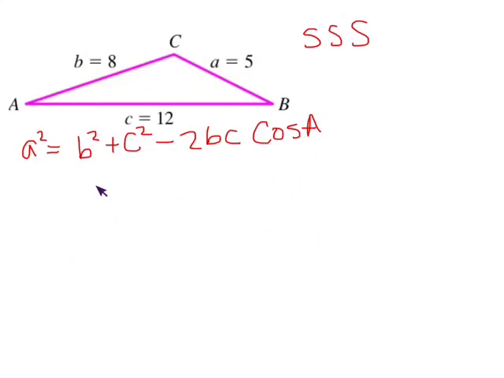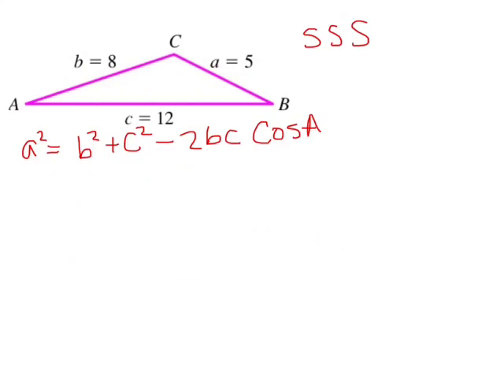So what we need to do is manipulate this formula to get this right here by itself. So if you notice, B squared plus C squared minus 2BC times cosine A. Well, I want to get B squared and C squared by themselves. So I need to move these to the opposite side of the equation.